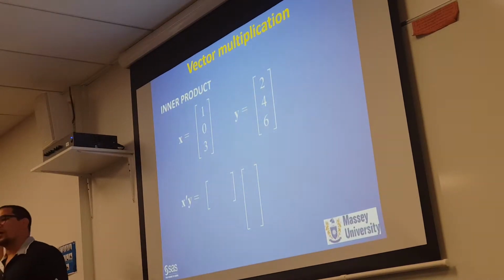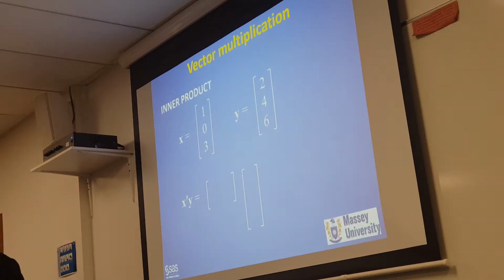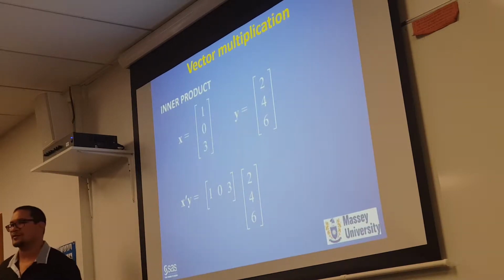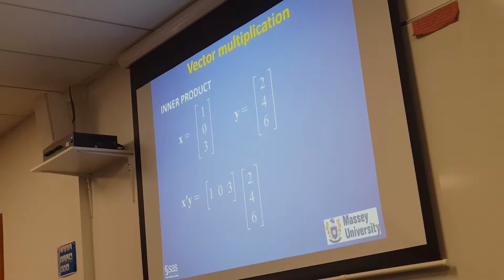Right, the inner product and the outer product. Here we go, x prime y. What's that going to be? Well, what's x transpose? 1, 0, 3. And what's y? 2, 4, 6. So then it is going to be a scalar, right? You multiply these two things down.